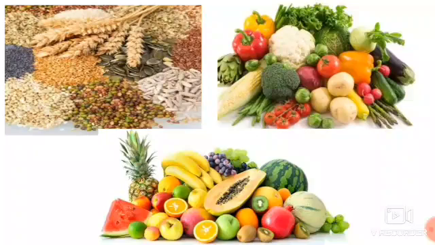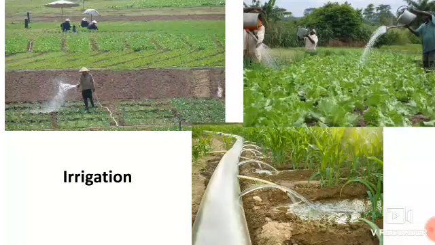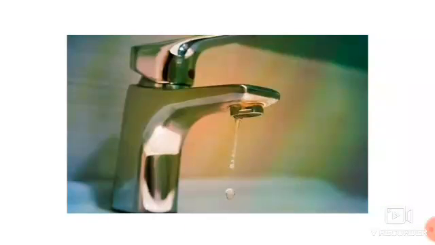Children, in our previous lesson we learnt about different food grains, fruits and vegetables. From where do we get them? These are grown by the farmers in big fields. And watering of these plants and crops is known as irrigation. So, for all these purposes, we can use rainwater after saving it. Water is very precious. Therefore, we must save it as much as possible.